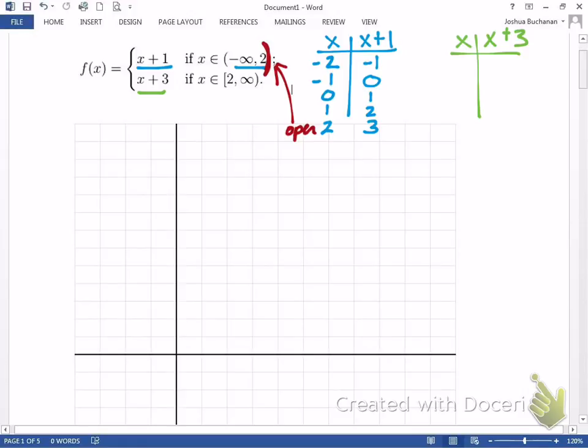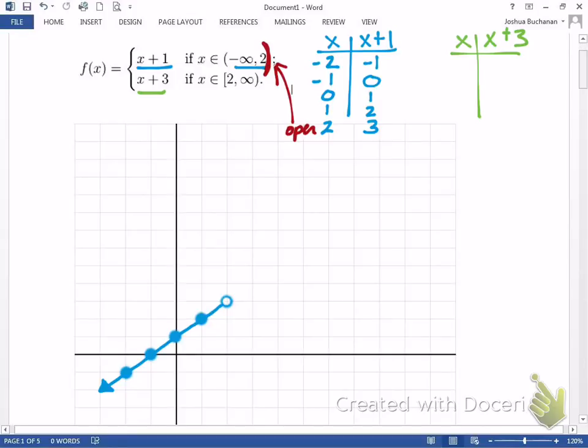So at negative 2, our y value is negative 1, then negative 1, 0, then 0, 1, then 1, 2, and 2, 3. But we must remember that at this 2, 3, it's going to be an open circle. We can then take our points, connect them, and then draw the arrow for infinity. So there's the first piece of that graph.